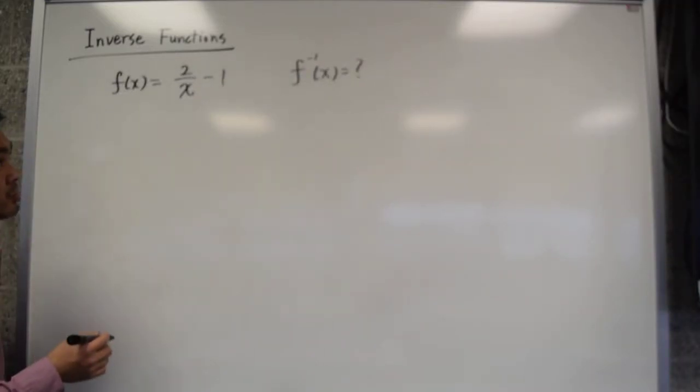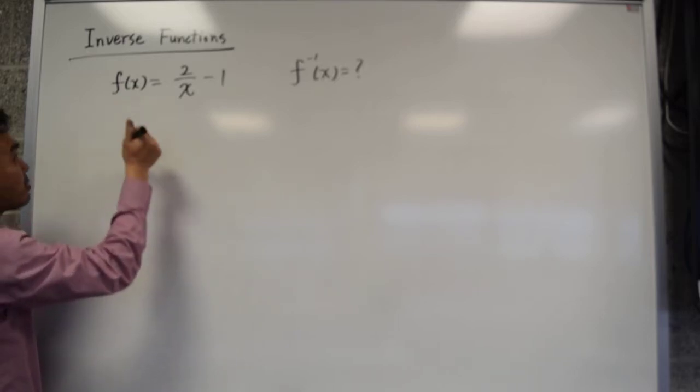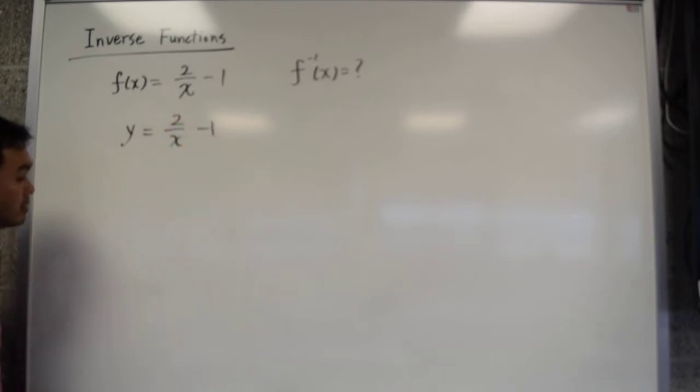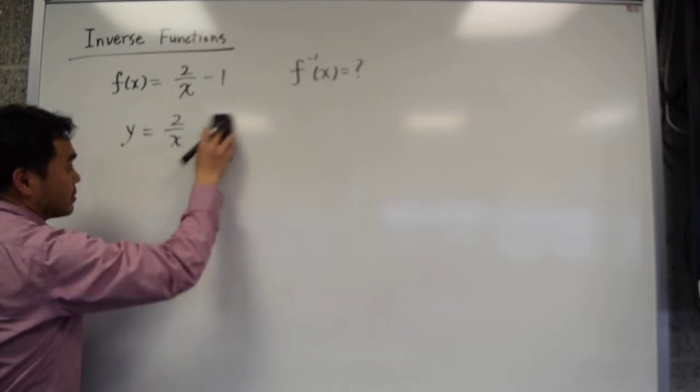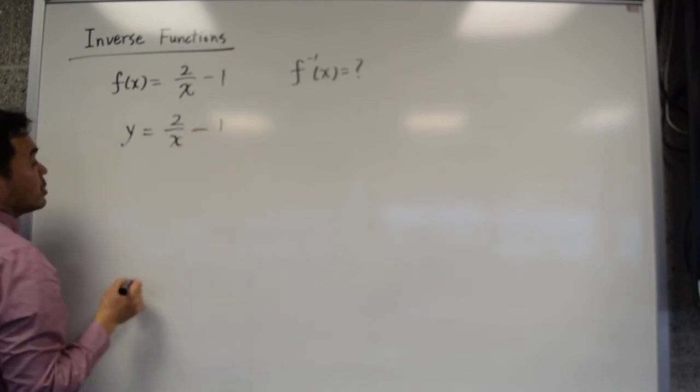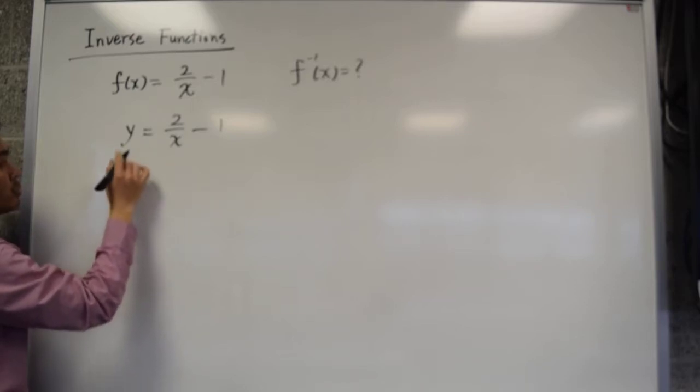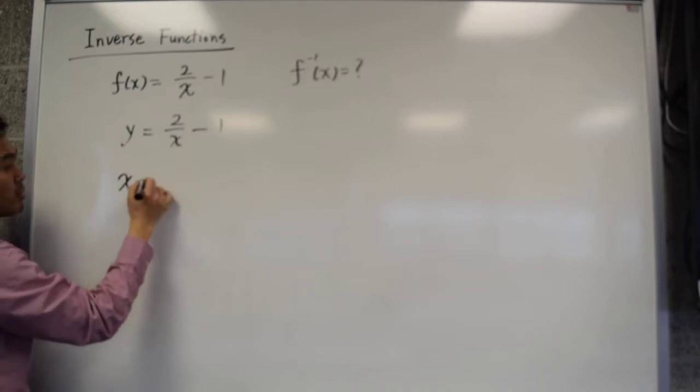All right, so the steps that we take: first, step one, you replace f(x) by y. Okay, and then, what's the next step? What do you do? Switch x and y, right? You switch x and y. So y becomes x, x becomes y.